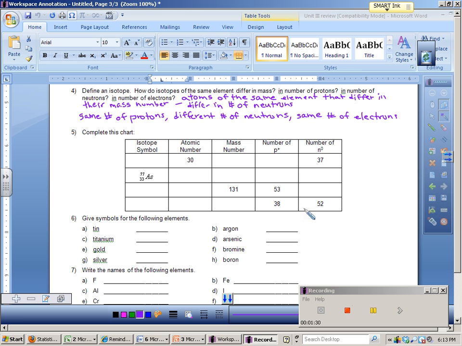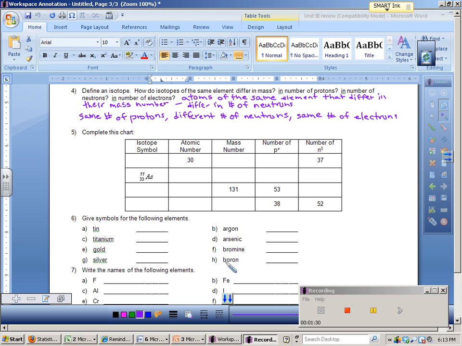Okay, so defining an isotope, it's atoms of the same element that differ in mass number. That difference in mass number is caused by a difference in the number of neutrons. So their protons are the same, their electrons are the same, but they differ in number of neutrons.